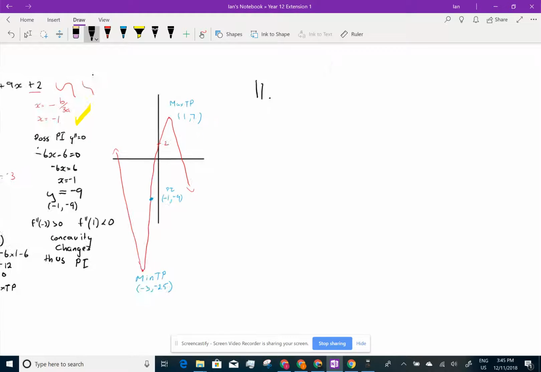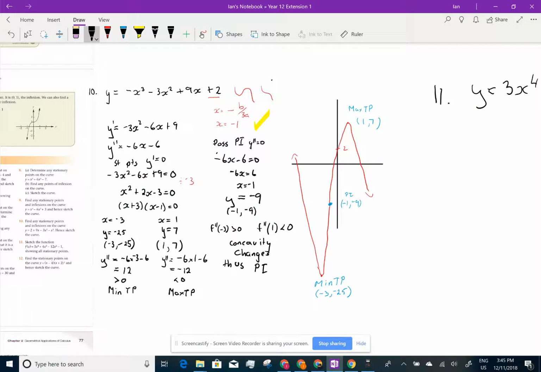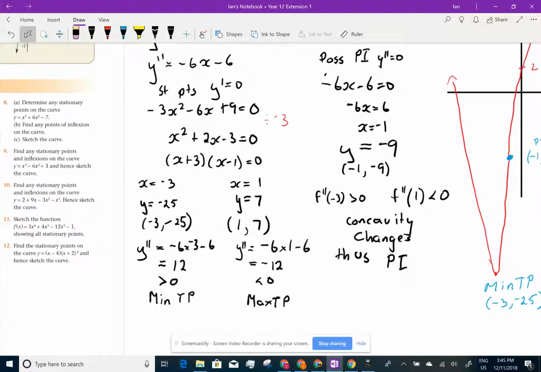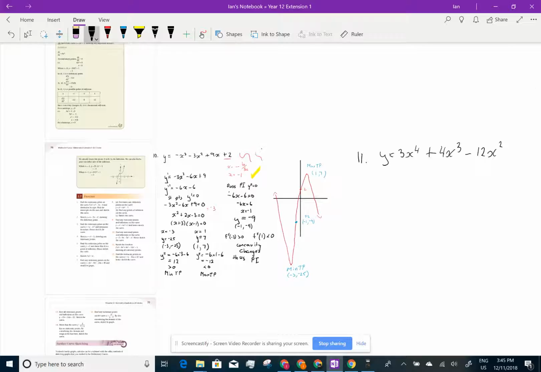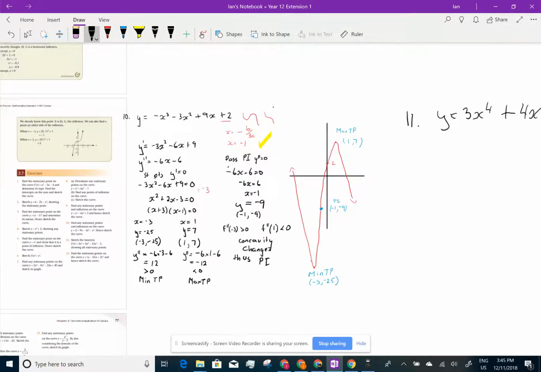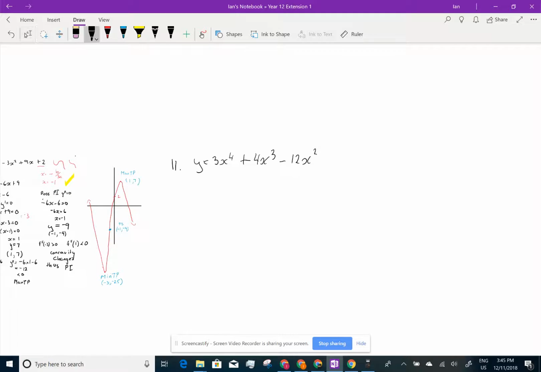So, y equals 3x to the 4 minus 4x cubed, was it? Plus 4x cubed minus 12x squared. What was the y-intercept? Minus 1. Minus 1. Okay, so what are we going to do here?